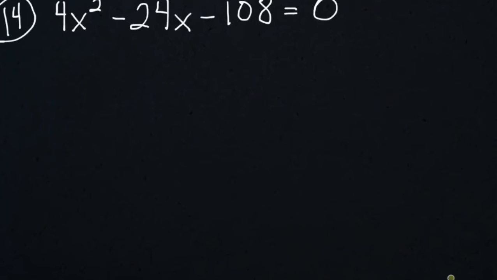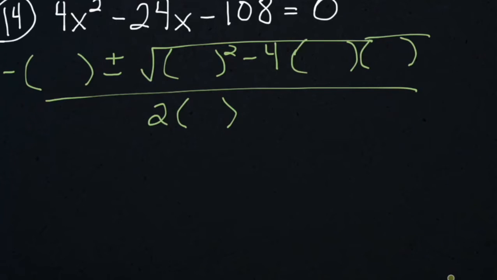Number 14. It's equal to 0. Label A, B, and C. Equation. Now we can plug in A, B, and C. B comes first. Negative 24.